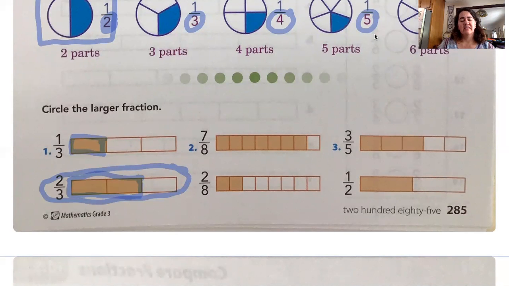Now I have 7/8 and 2/8. Which one would you say is bigger, Sonia? 7/8. Very good.